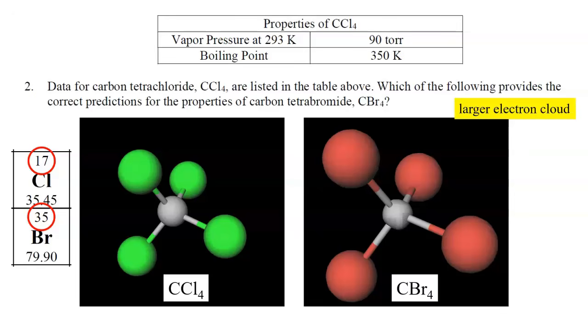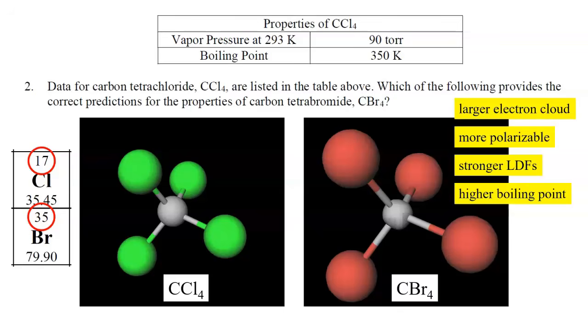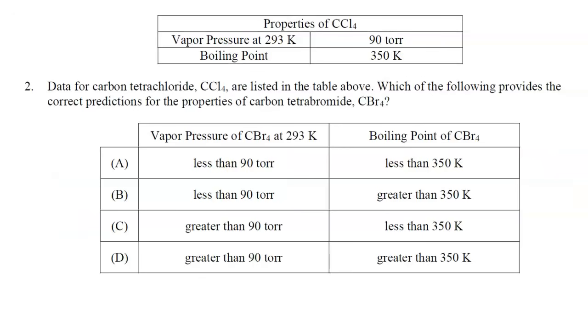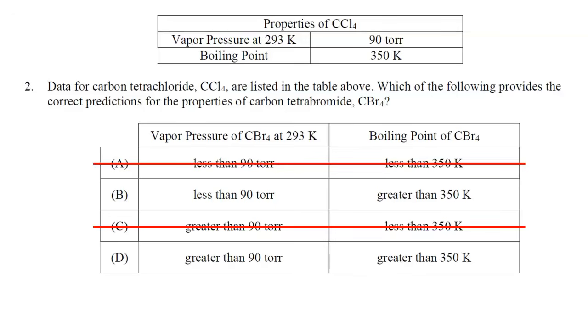Now, the CBr4 molecule has a larger electron cloud. It's more polarizable. Stronger London dispersion forces exist in that particular substance. Therefore, we would predict that CBr4 has a higher boiling point. That means that in question 2, we can narrow down the choices to either B or D, because CBr4 should have a greater boiling point, greater than 350 Kelvin compared to CCl4.